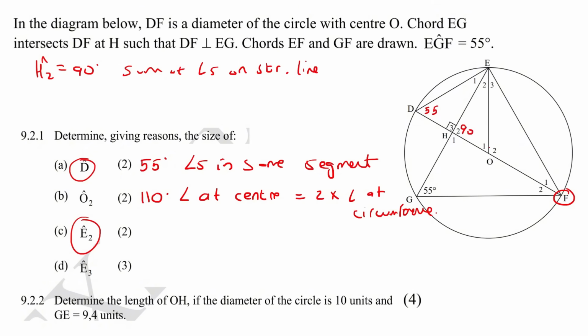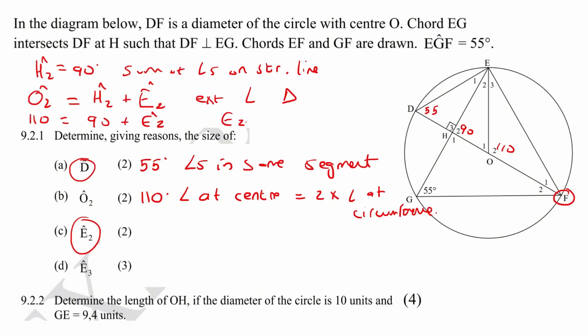Then we know that O2 then, which is the 110, is the exterior angle. So it's going to be equal to H2 plus E2. And that's because of exterior angle triangle. And so 110 is going to be equal to 90 plus E2. So if you then solve for E2, you should eventually end up with 20 degrees. Okay. And then E3. So E3 is over here. Okay, let's just quickly fill in what we have. So we know that one, that's 20.